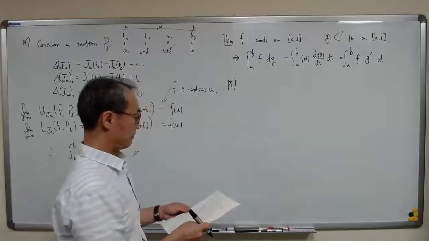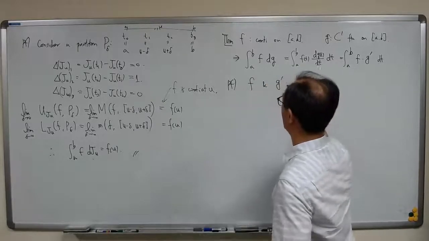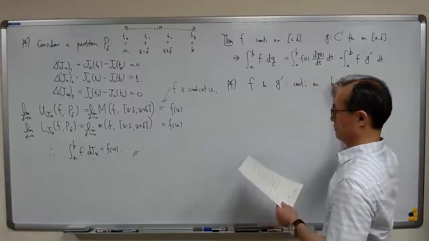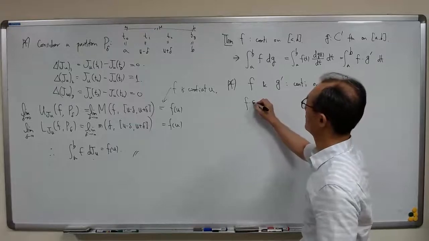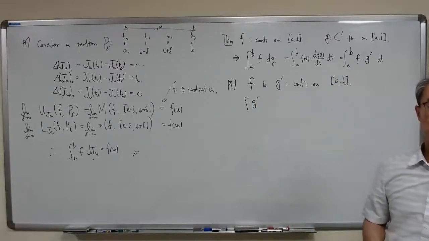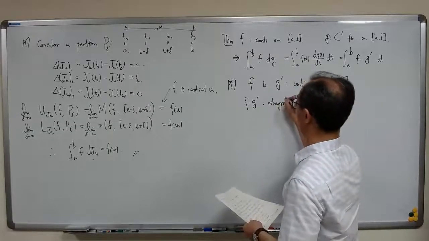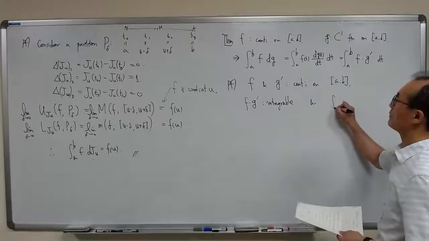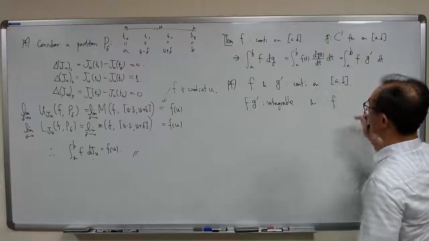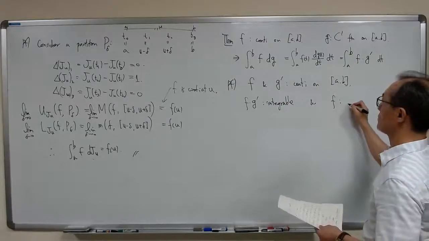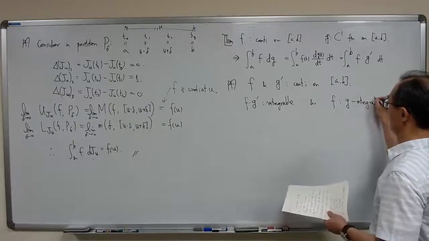Okay, why? Here, both f and g prime are continuous, which means their product f times g prime is also continuous. And a continuous function is integrable, so this is integrable. And the function f, a continuous function, is also integrable with respect to the C1 function g. So this is g integrable.